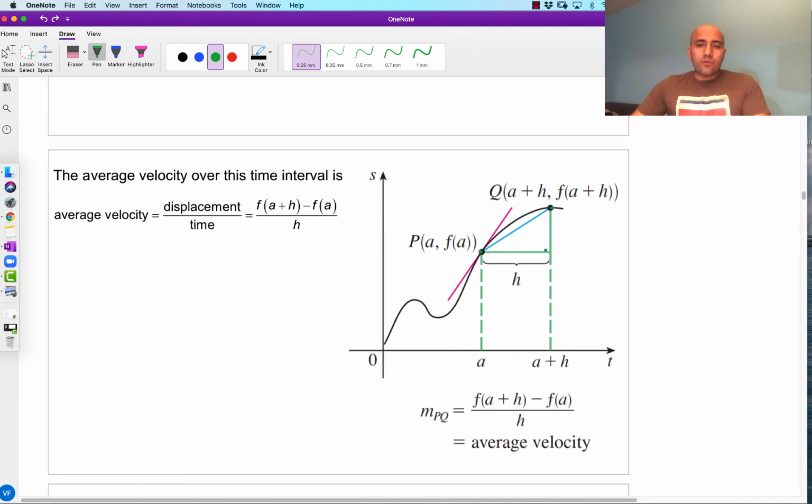It's going to be equal to rise over run of that blue line, which is going to give us this difference right there. That's going to be f of a plus h minus f of a. That'll be that rise, whereas this is h. So the average velocity would be equal to the slope of that blue line. The average velocity of my object as it traveled between timestamp a and timestamp a plus h is going to be equal to the slope of that blue one.